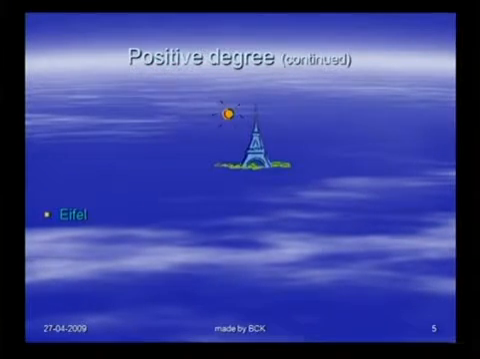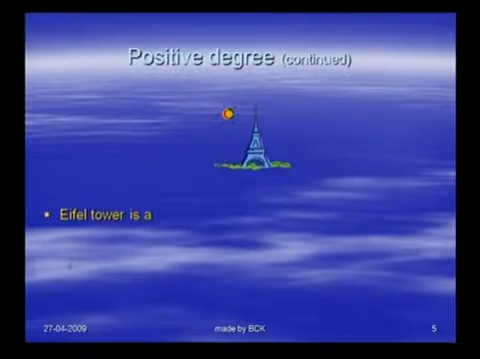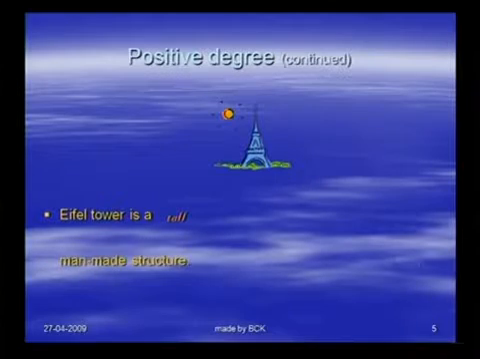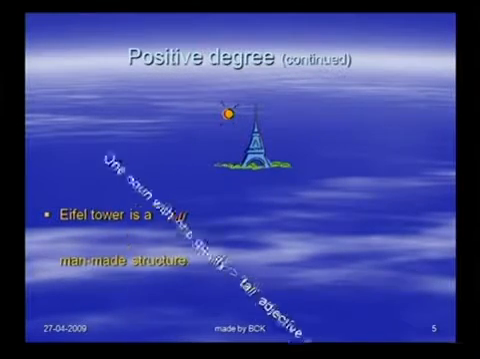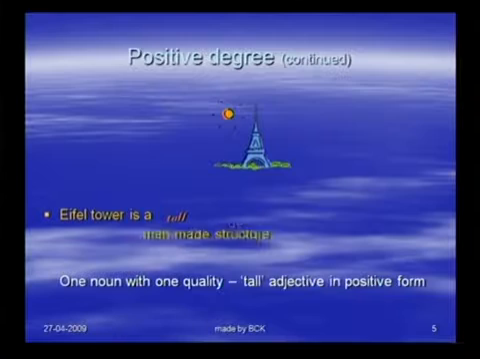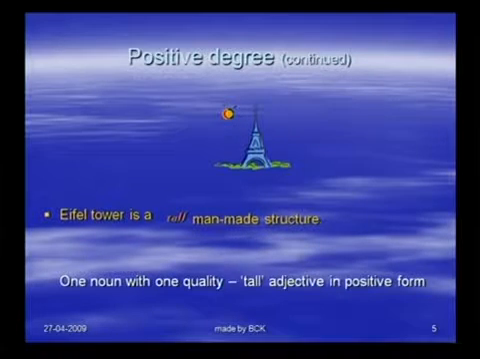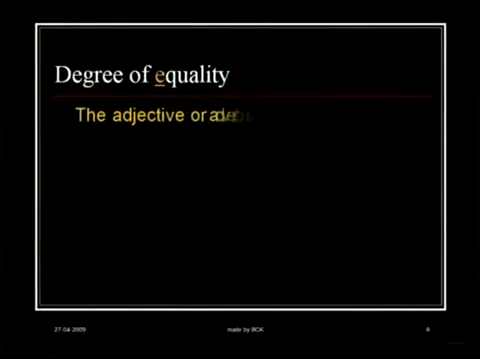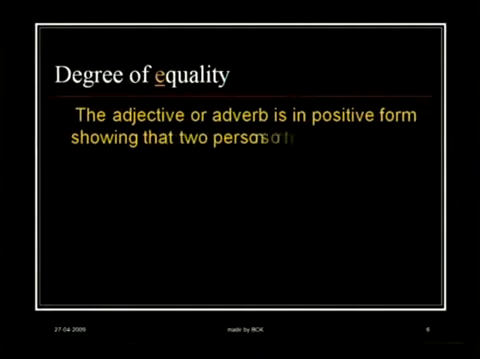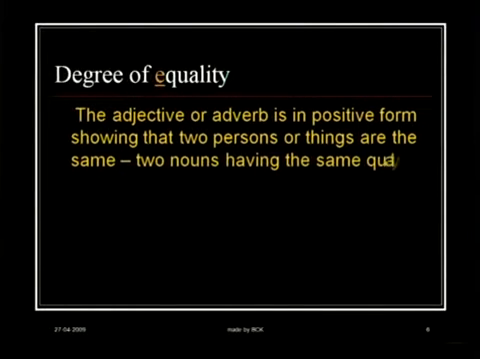So let us take this positive degree. Eiffel Tower is a tall man-made structure. One noun with one quality, tall, adjective in positive form. So this positive degree is divided into two types. They are the degrees of equality and degrees of inequality.